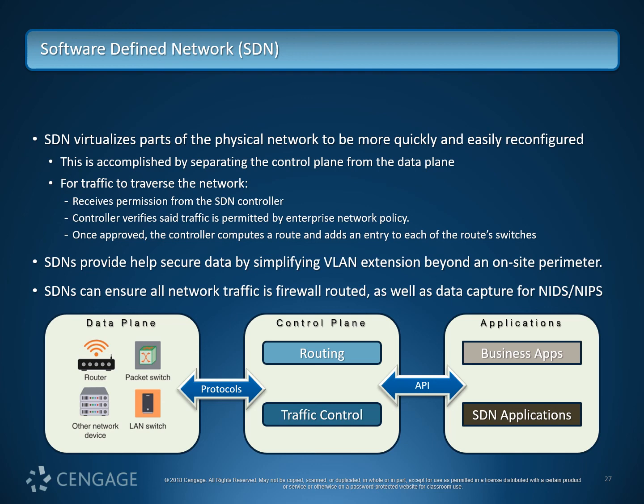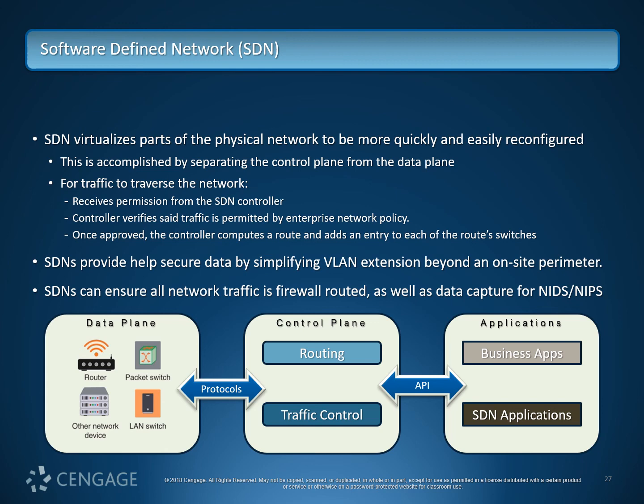SDNs can also ensure that all network traffic is routed through a firewall, so kind of that whole single link formation for the aggregator / concentrator route. It also helps with data capture for NIDs and NIPs to make sure that information passes into the correct logging areas so we can identify potential intrusions, threats, or anomalous behavior.